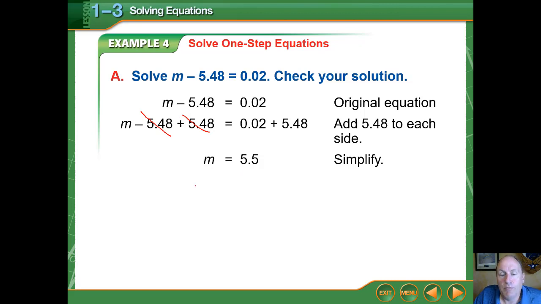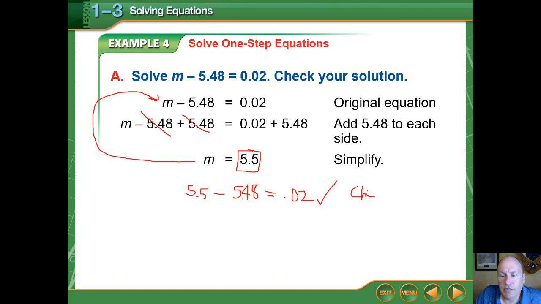You need to check your work. Make sure that value of m is a correct solution to this. And so always take that answer and put it back in the original equation to determine if it's a true statement. So I'm going to take 5.5 minus 5.48. I'm using the substitution property here as I check my work. I'm substituting 5.5 for m because they are the same thing. And what I should get when I do that is 0.02, and indeed I do. That's checking your work. Always an important thing to do.